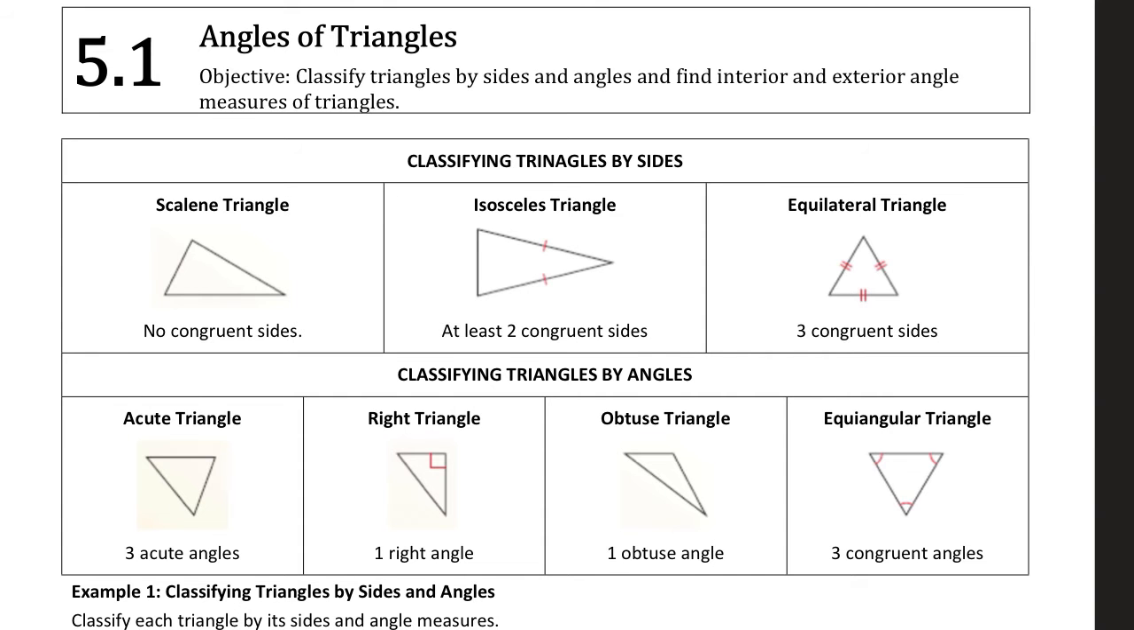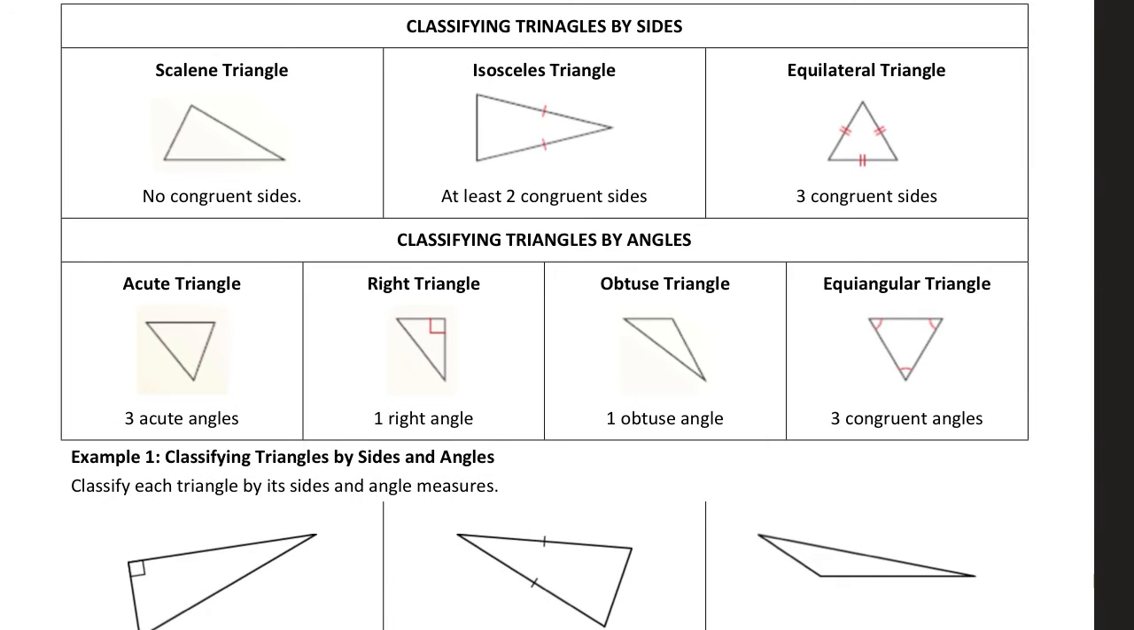So this first table here organizes how we classify triangles by their sides and how we classify them by their angles. So first, classifying triangles by their sides. A scalene triangle is a triangle that has no congruent sides. No two sides are the same length.